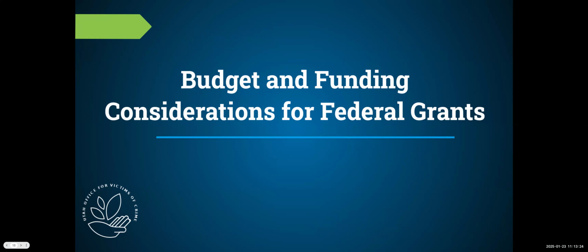Welcome to the Budget and Funding Considerations section of our federal grants training. In this session, we'll cover general budget guidance that applies to all federal grant sources, VOCA, VAWA, and SASP, and highlight some important updates. We'll walk through each budget category in detail to help you navigate and allocate funds appropriately. Keep in mind that each grant source has specific details, like match requirements and funding availability. So be sure to review the instruction packets and grant-specific videos for that extra guidance.